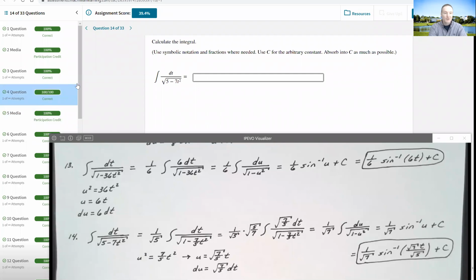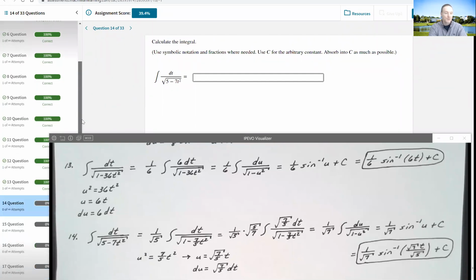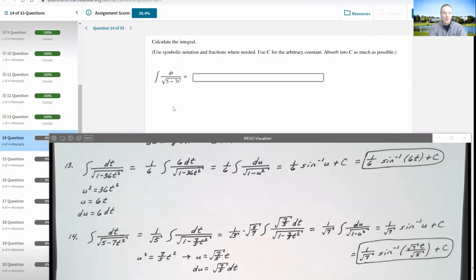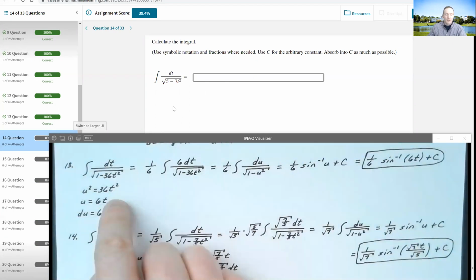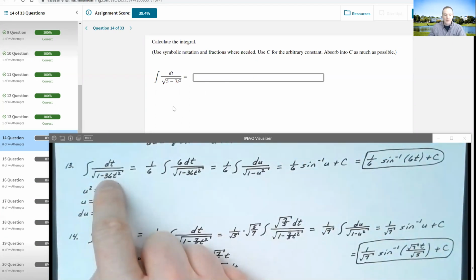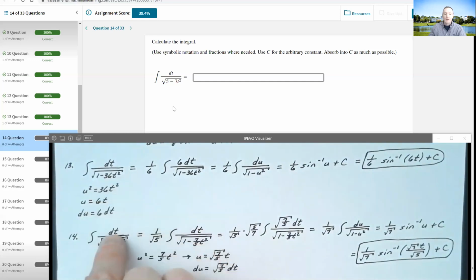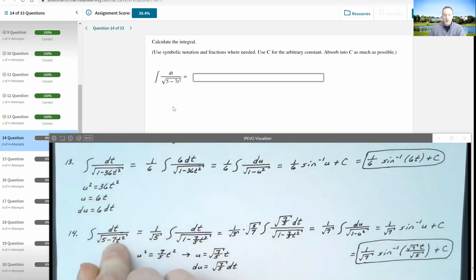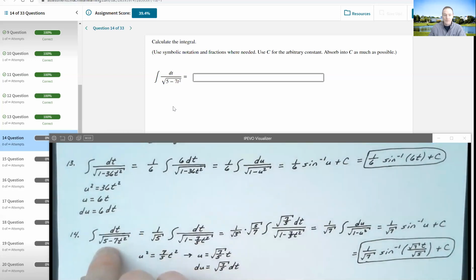For the next one here, number 14. Let me scroll down through here too. We have the integral of dt over the square root of 5 minus 7t squared. Just like the last problem, as soon as I looked at it, I knew the answer was going to involve an inverse sine. You need to know the answer this time also involves an inverse sine because it's a constant divided by the root of a constant minus a variable squared.